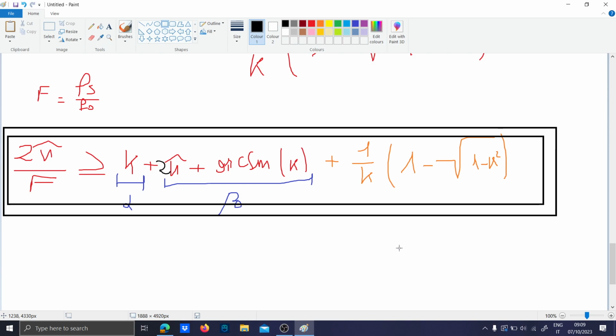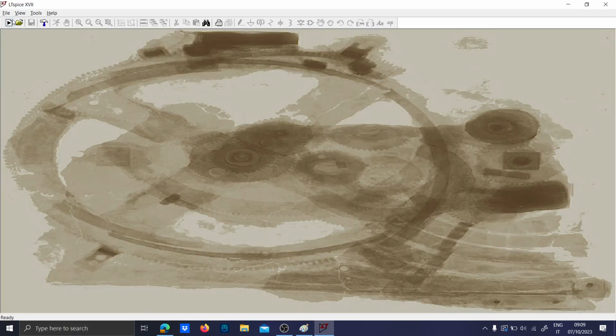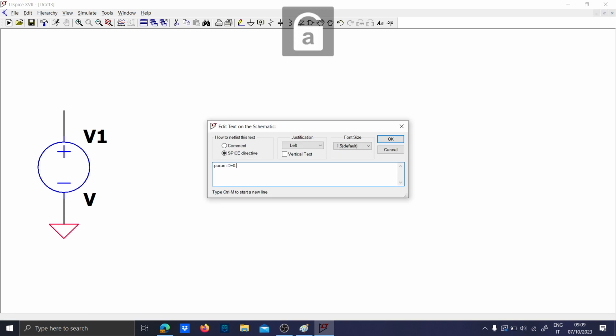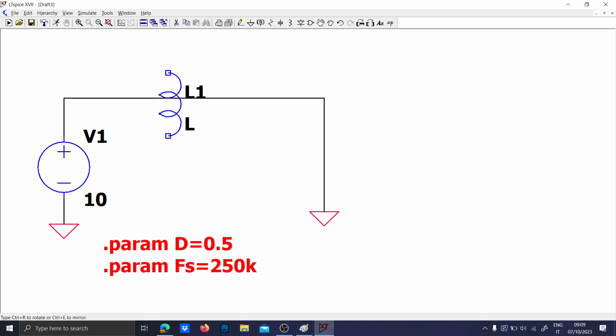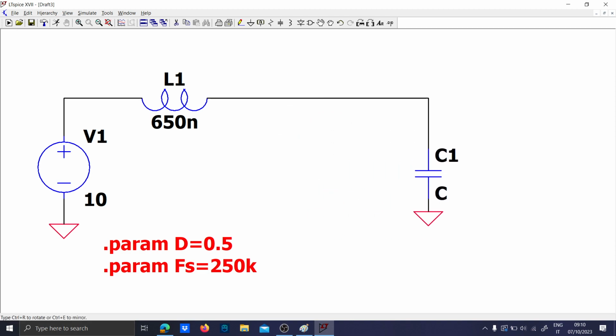And now what we can do is to simulate our circuit. So let's open LTspice now and finally simulate our circuit. We will start with the voltage generator of 10 volts. The parameters we will use are D equal to 0.5 and a switching frequency of 200 kHz. I have already made the calculation for you, so you don't have to worry about anything. The combination which I found for my tank is 600 nano and 300 nano.